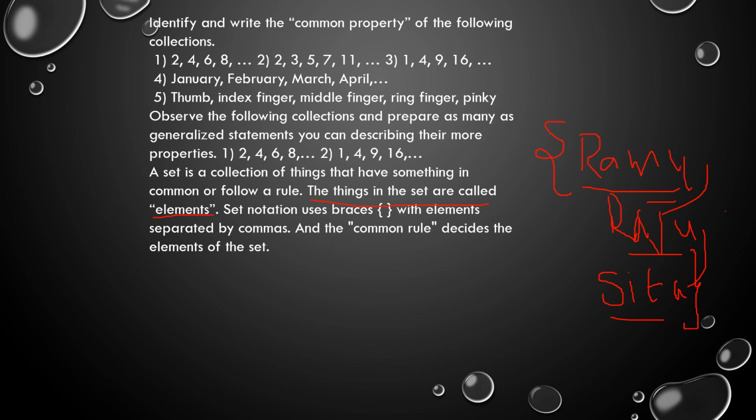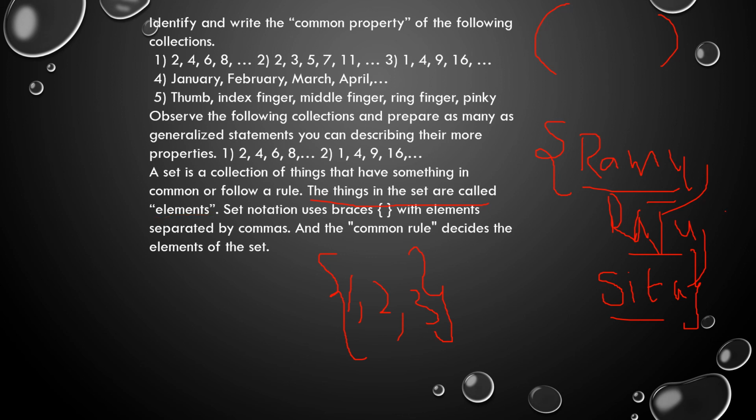The set notation always uses braces. Flower braces should be written. We should not write other brackets like this. The set braces must be written, and all elements should be written separated by commas. The notation is very important. So how you can decide the set is by the common property. Whatever common property is there for all the elements, that common property will be the deciding factor for the definition of a set.